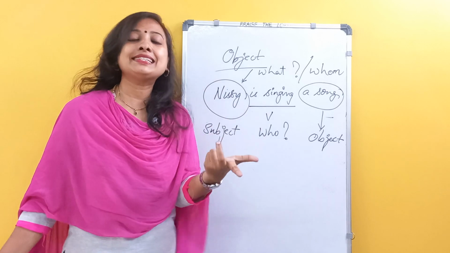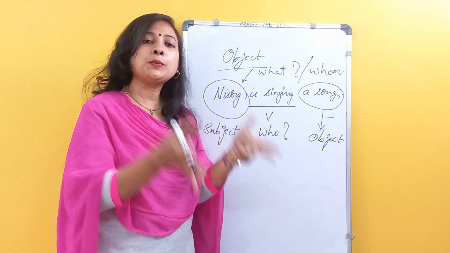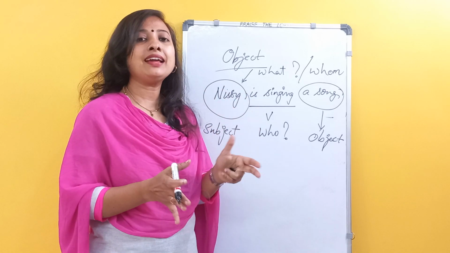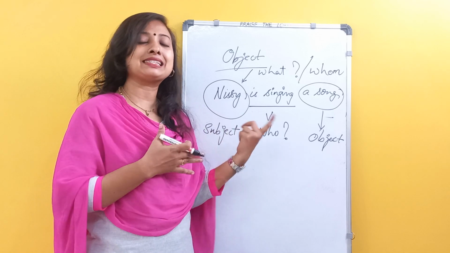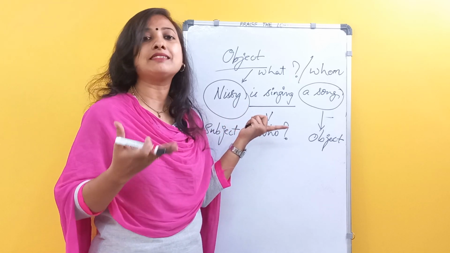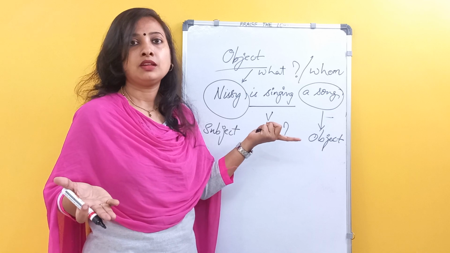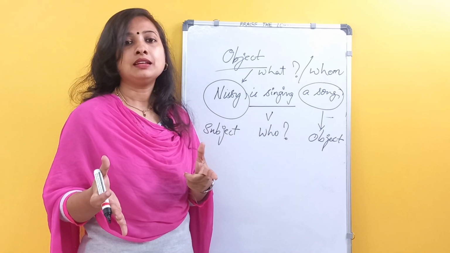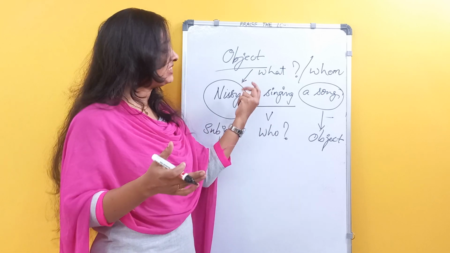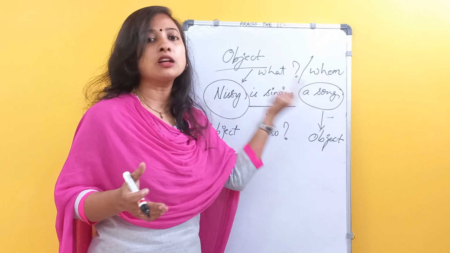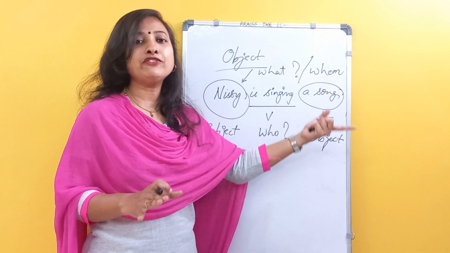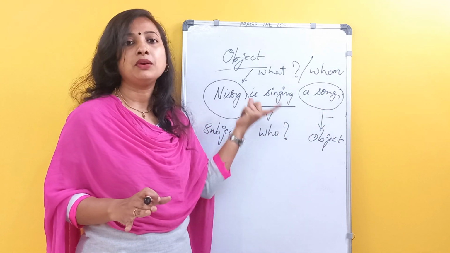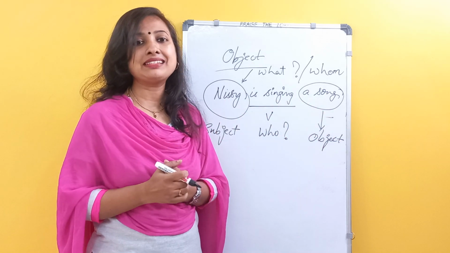It is not necessary that there must be an object. Even if there is no object, the sentence is still valid as long as there is meaning. "Nisi is singing." That also makes sense. But without a subject, "singing a song," even if there is an object and verb, that doesn't make sense.